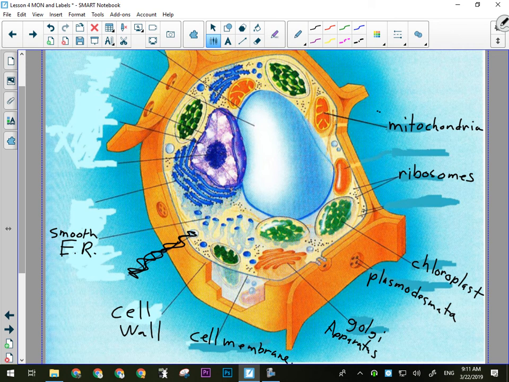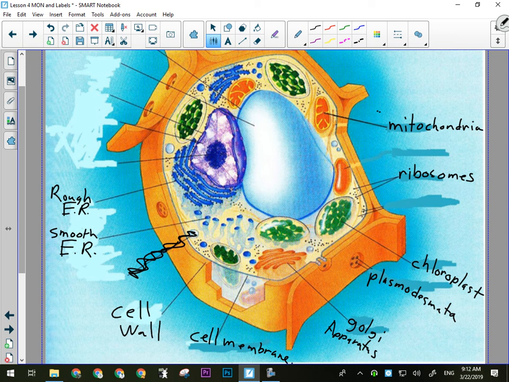Okay, this stuff here with all the dots on it, rough ER. The rough ER's job is just to transport proteins. The smooth ER, like I said, I only named one job there, but it does a lot of other jobs. The other jobs it does is that it repairs membranes, because it makes fats, and that's essentially what your membrane's made out of.